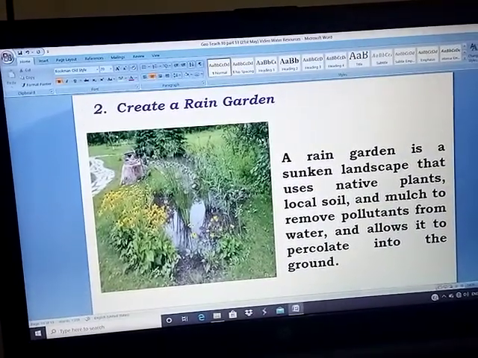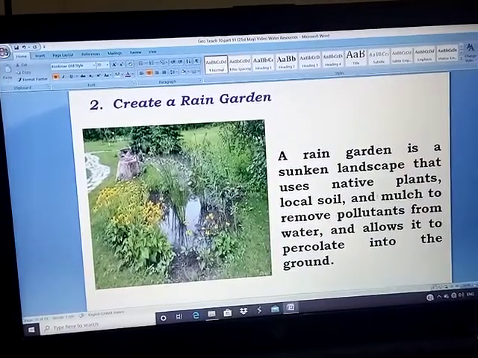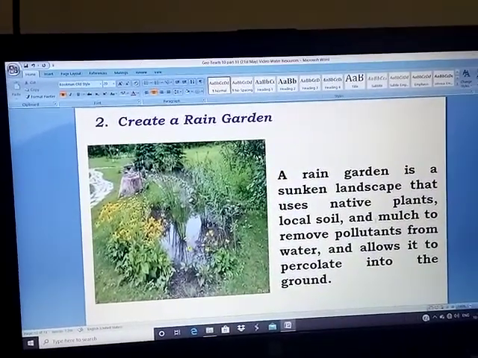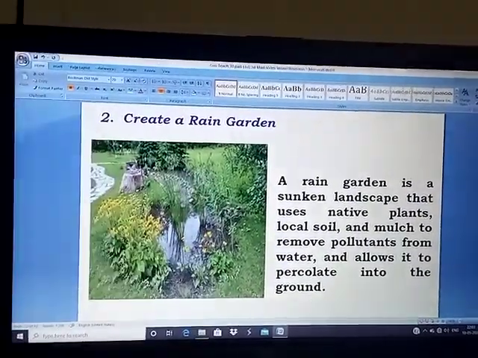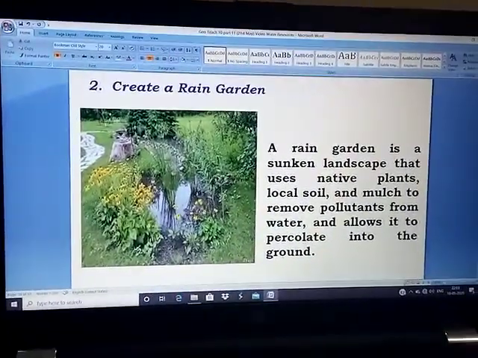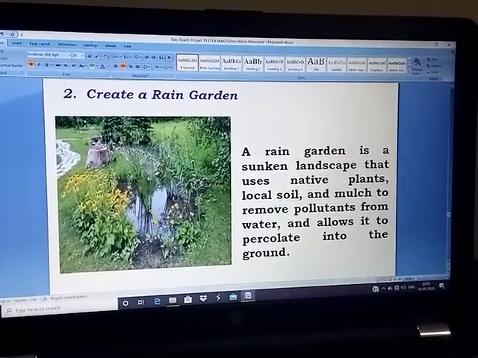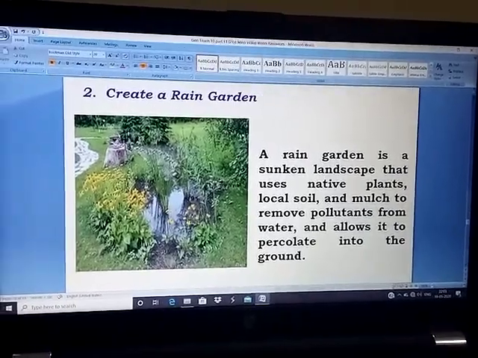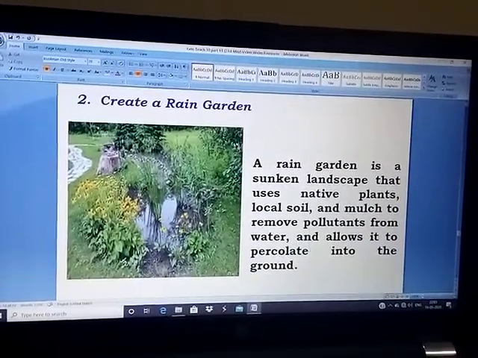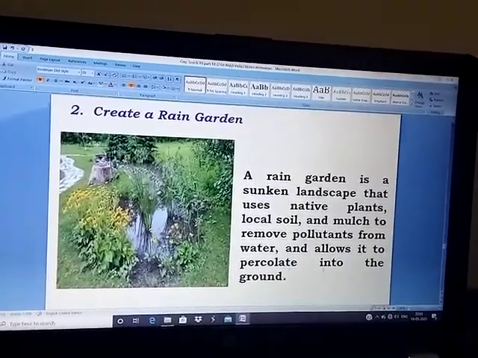So a rain garden is a sunken landscape that uses native plants, local soil, and mulch to remove pollutants from water. Mulch is to cover in such a way that water evaporation does not take so much, and this kind of rain garden allows it to percolate into the garden.